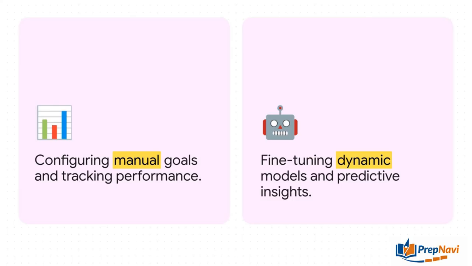And this brilliantly illustrates that exact difference. Traditional forecasts and goals are static, right? They involve configuring manual goal metrics, tracking sales performance the old-fashioned way, and defining standard sales plans. AI predictive scoring, on the other hand, is entirely dynamic. It's about fine-tuning machine learning models so the system can analyze historical data and actively generate predictive insights on your leads and opportunities. The exam is going to test your ability to configure both, but you absolutely must know which one solves which specific business requirement.